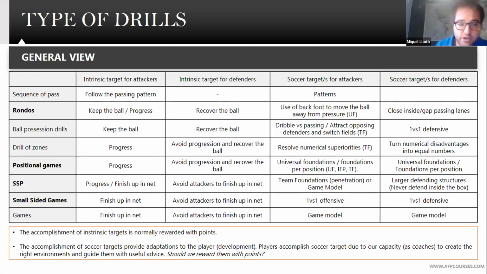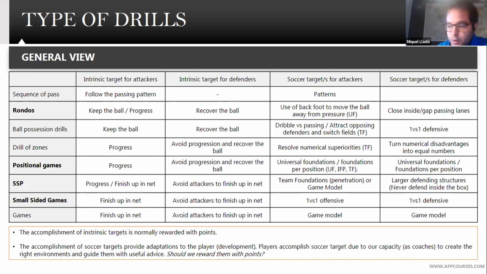As you see, we have sequences of passes, which you all know are used to work on patterns. We have rondos, which in APFC we believe in a lot. We have ball possession drills, which are similar to rondos. I'll explain the difference. We have drills of zones, which are basically similar to positional games. We have SSPs, we have small-sided games, and obviously we have the games, the 11v11, or games where you use larger structures. I have highlighted rondos, positional games, SSPs, and small-sided games in black, because this is the way in which we work, and these are the most relevant drills of all of them.